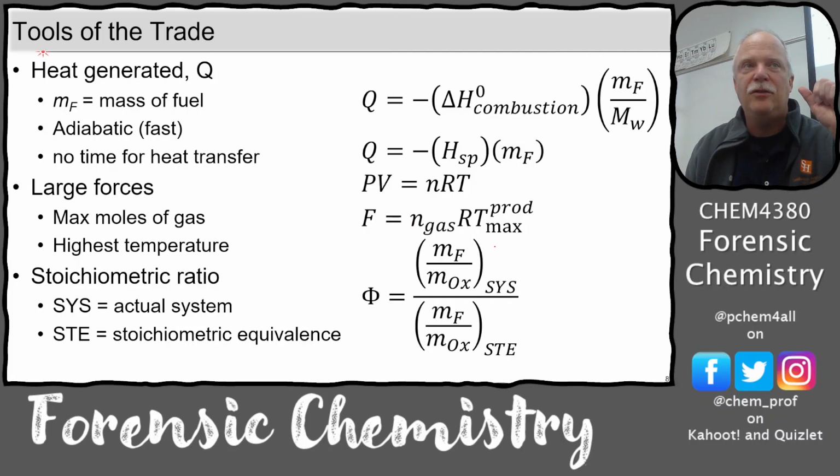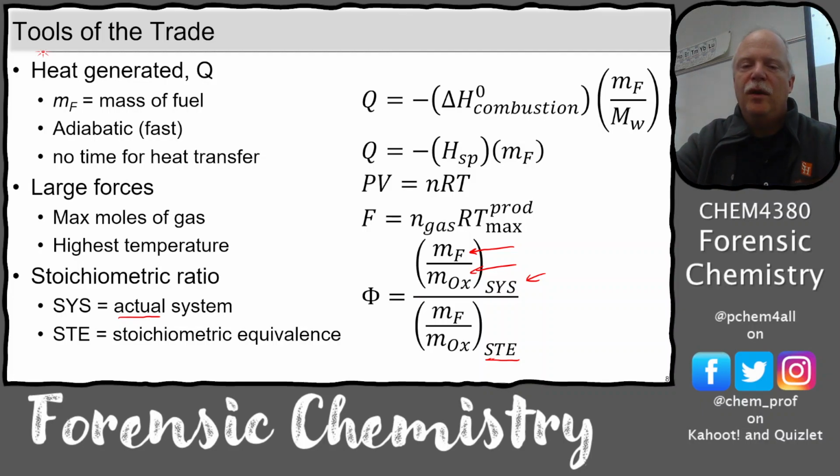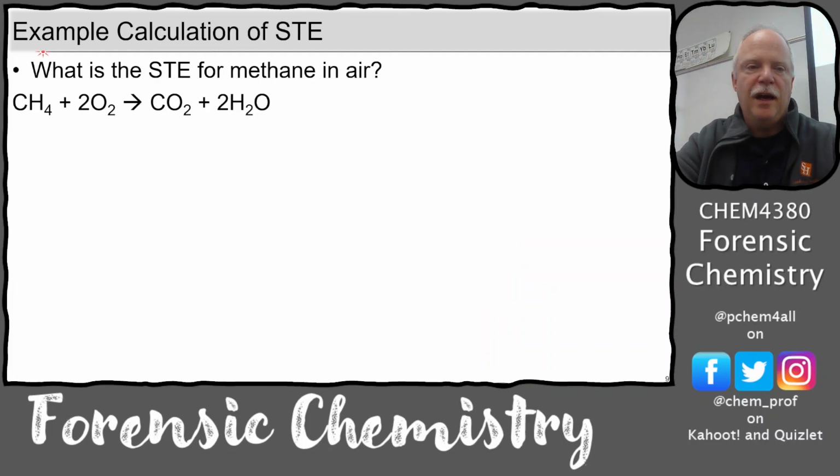As chemists, we're typically interested in moles, right? We deal in moles of this and moles of that. But in practical situations, most people deal in masses. So you have the mass of fuel divided by the mass of oxygen for your system, right? This is the actual system. And then, if you're a fireman, you probably have tables, you can look up the stoichiometric ratio for the actual fuel that you're estimating. If they're looking at paper, they're going to use cellulose, wood and paper's STE value. So let's calculate an STE of methane in air. Here's methane reacting with oxygen to make CO2 and water.